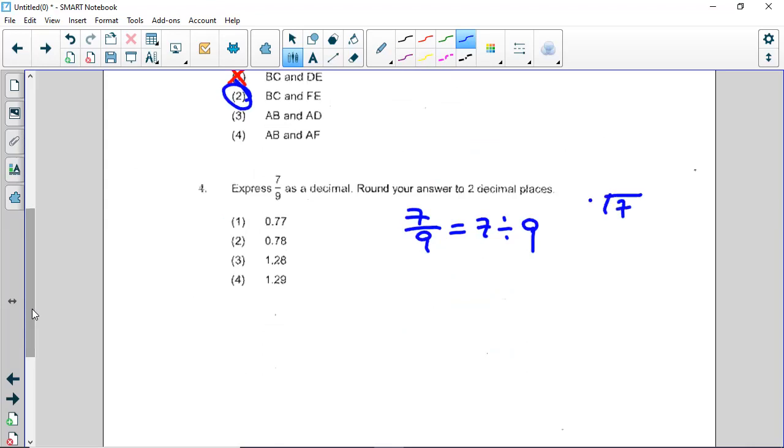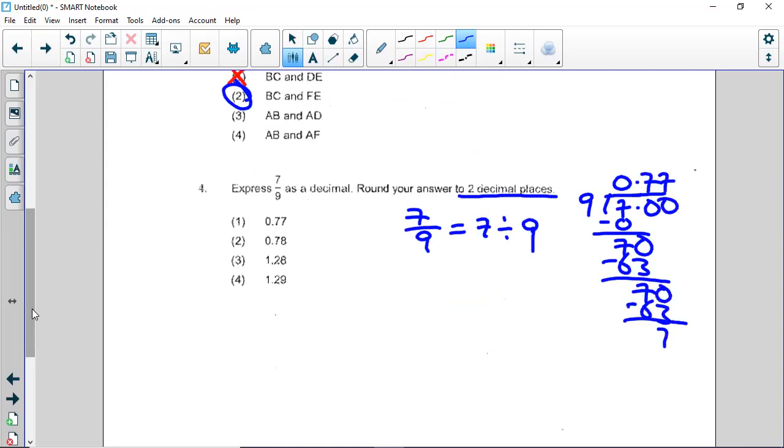So 7 divided by 9. 0 times 9 is 0, then you minus. How do you continue dividing? Create a decimal point, raise up the decimal point, put the 0 down, and then 7 times 9 will be 63, and there's a remainder 7. You need to continue dividing because your answer has to be 2 decimal places. So add one more 0, put the 0 down, and 7 times 9 is 63, and remainder 7 again.